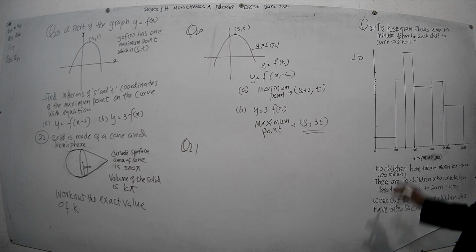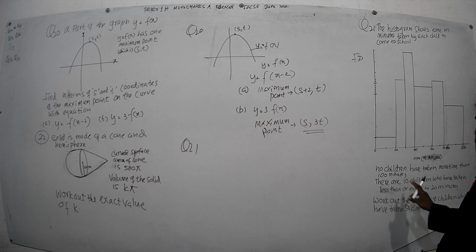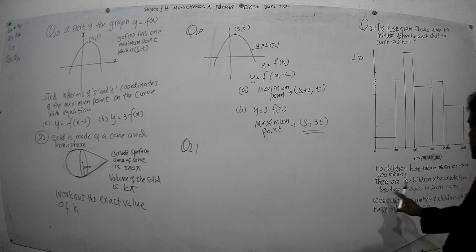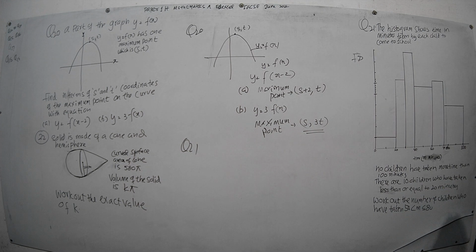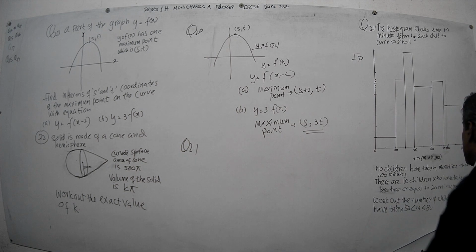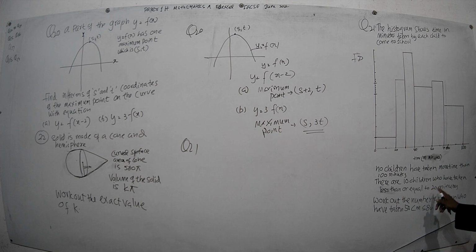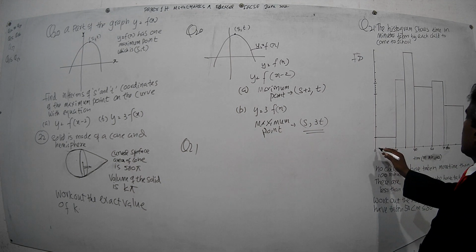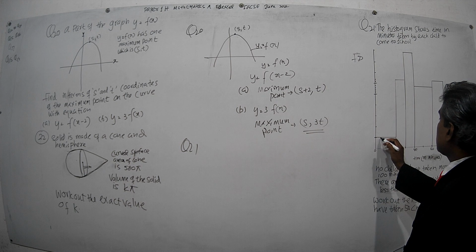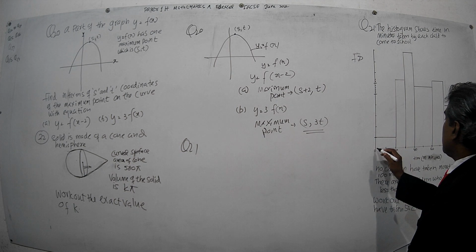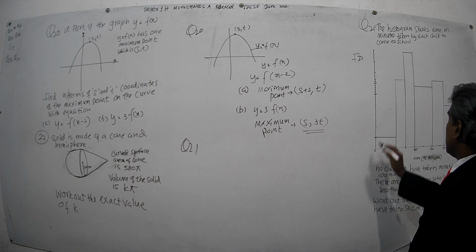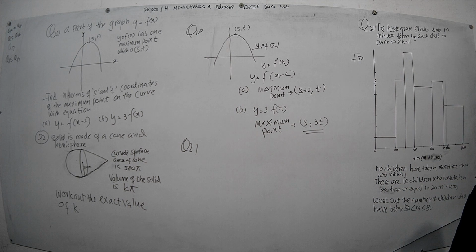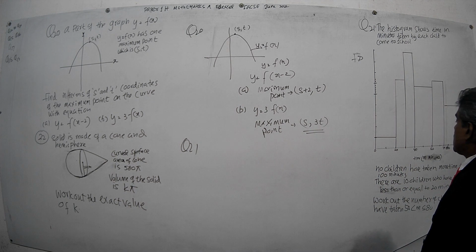Then the other one is they say there are 10 children who have taken less than or equal to 20 minutes. That means this part, less than or equal to 20, this part. What we call 10, the number of children, means the frequency.